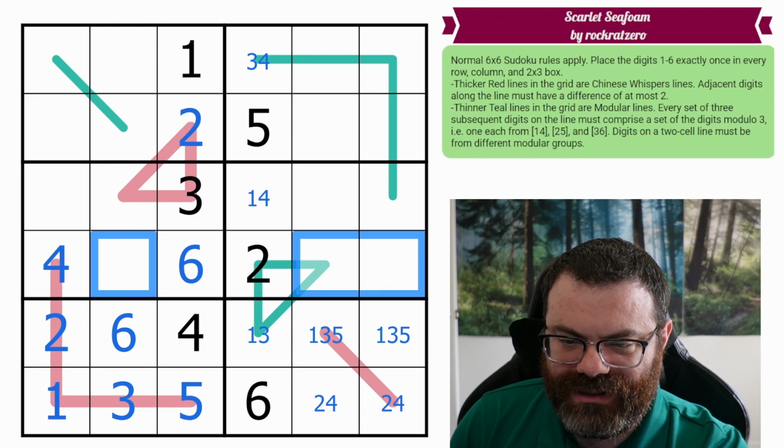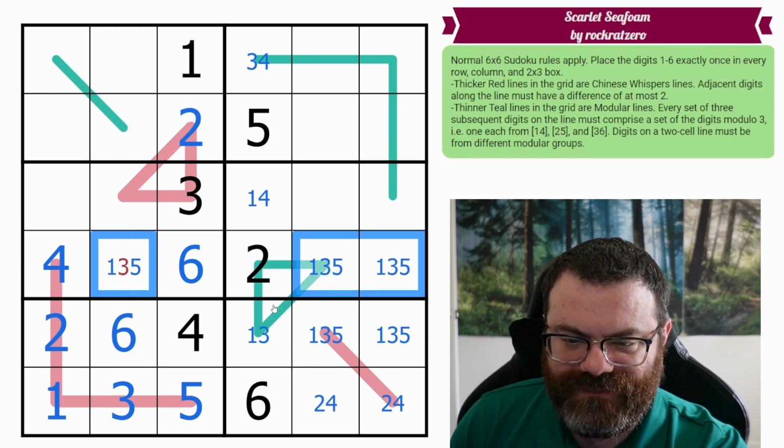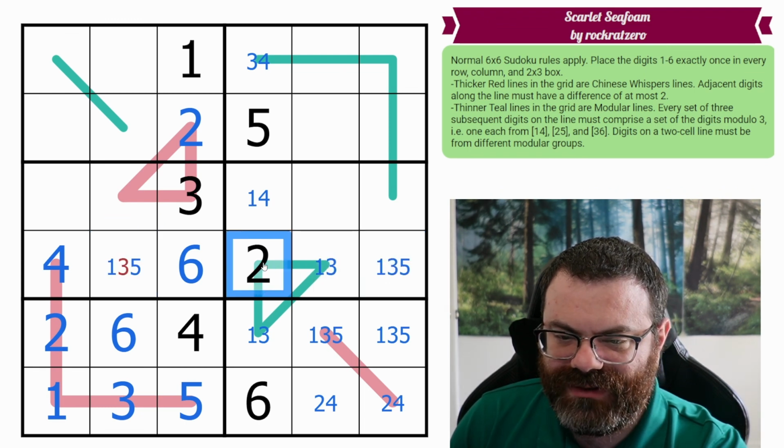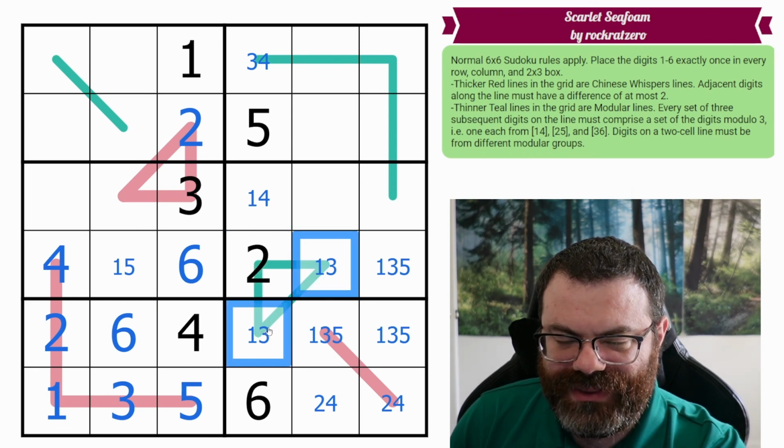Let's fill what these 3 are. So we need a 1, 3, and 5. And this can't be 5 because we already have the 2 here. Ooh, okay, that's neat, actually. This is a 1, 3 pair. Because 1 and 3 are in different groups. So we can't do double 1 or double 3, or we'd repeat a group on the modular line.